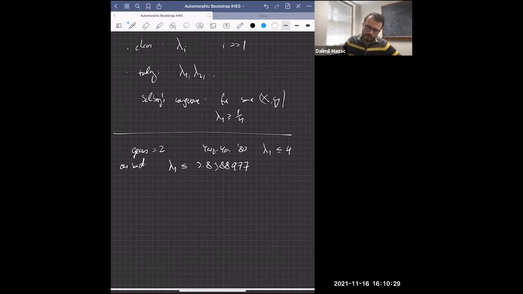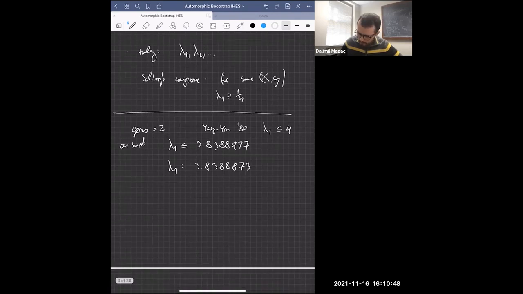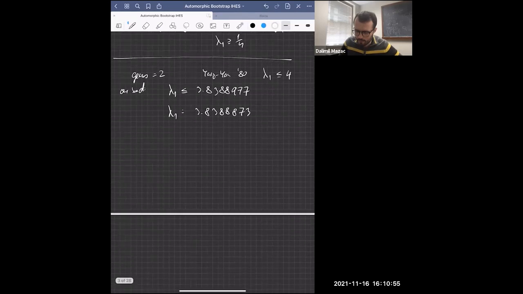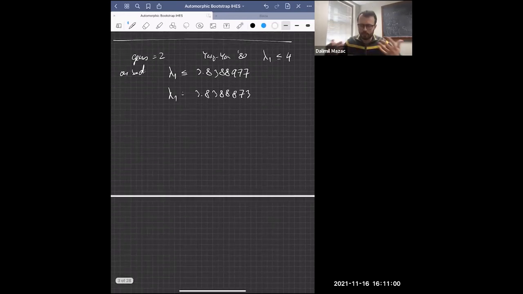And now you can also compare lambda one to various surfaces. There is a special hyperbolic surface of genus two, which is known as the Bolza surface, which has the highest symmetry group in the entire genus two moduli space. And for that one, lambda one is equal to 3.8388873. Okay, so our bound is pretty close to being saturated by the Bolza surface. It differs on the fifth decimal place. Okay, so in the rest of the talk, I'll explain to you how to get this bound, and I'll explain more generally the method for getting these bounds.